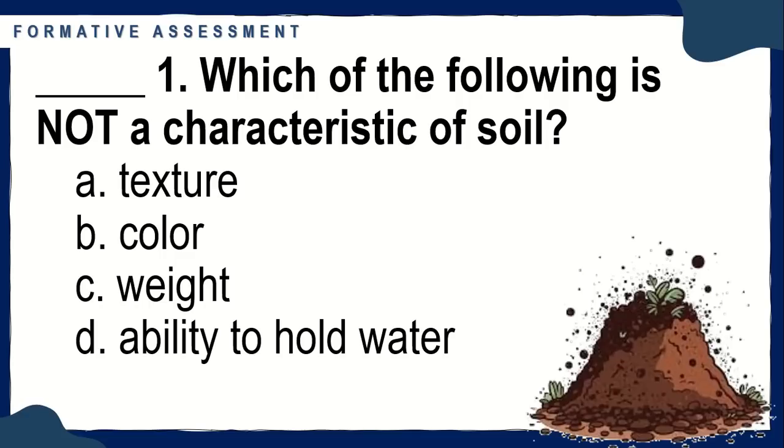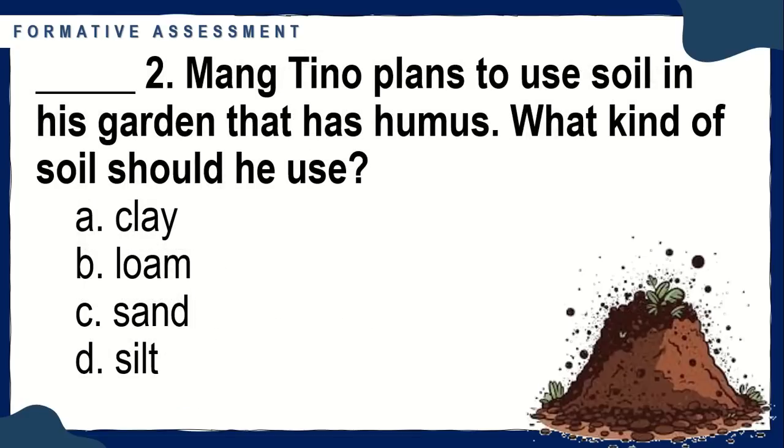Let's have the formative assessment. Number 1. Which of the following is not a characteristic of soil? A. Texture, B. Color, C. Weight, D. Ability to hold water. Number 2. Mang Tino plans to use soil in his garden that has humus. What kind of soil should he use? A. Clay, B. Loam, C. Sand, D. Silt.